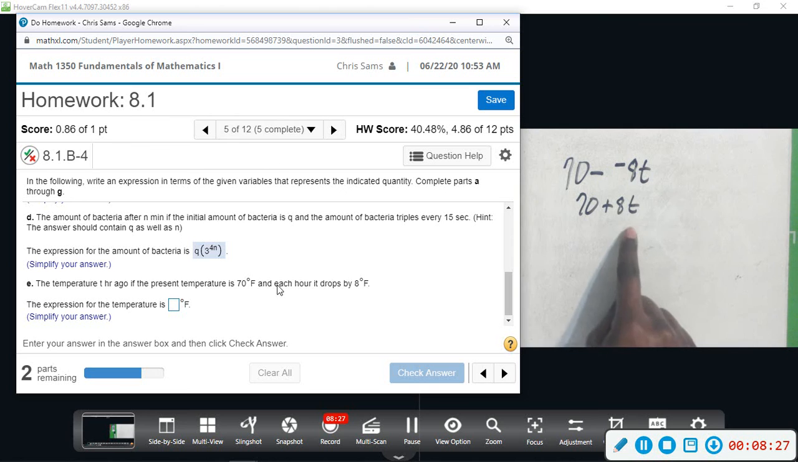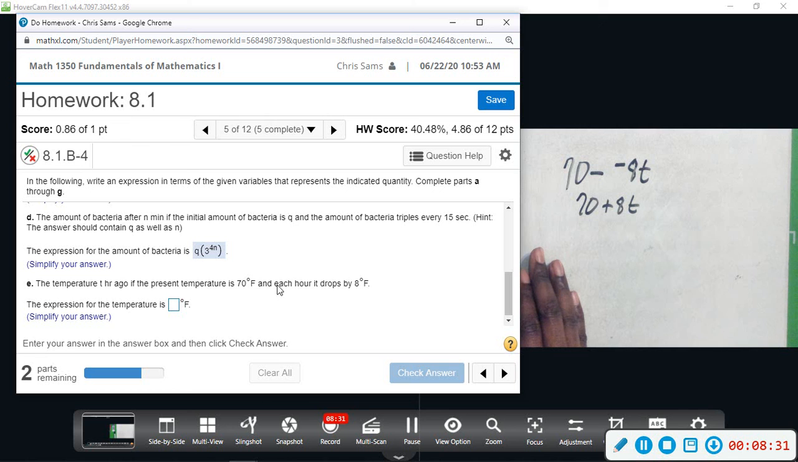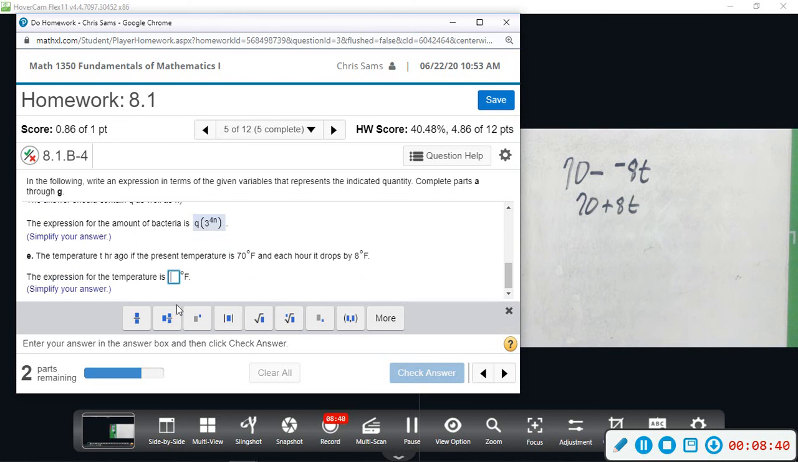So we're trying to figure out how much it was maybe at 10, if it's like 1 p.m. now, so we're going back. So we actually have to add those degrees back since I said T hours ago. So 70 plus 8T.